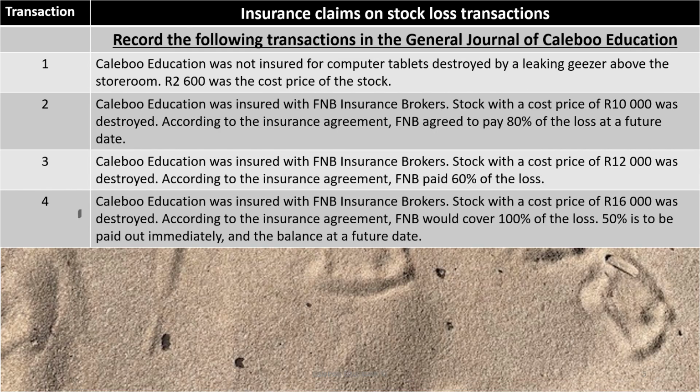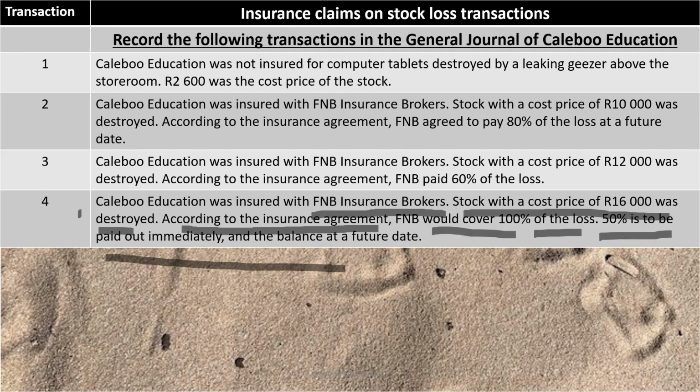Right, number 4. Calibu Education was insured with FNB Insurance Brokers. Stock with a cost price of 16,000 was destroyed. According to the insurance agreement, FNB would cover 100% of the loss. 50% is to be paid out immediately, and the balance at a future date. Loss 16,000. Covered 100%. 50% is going to be paid out immediately.